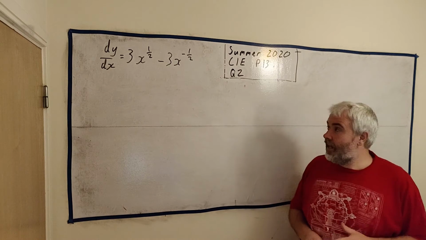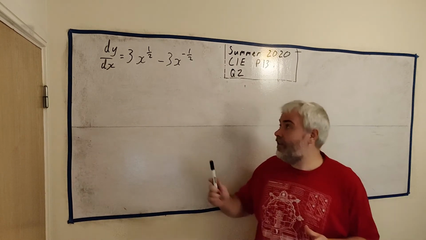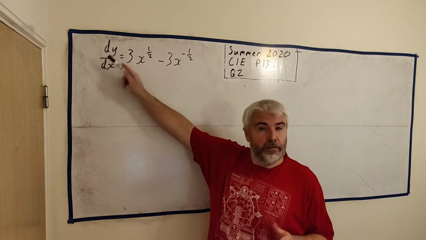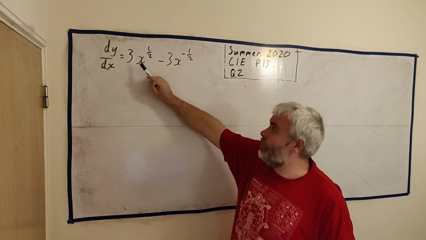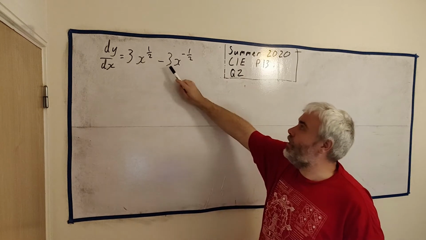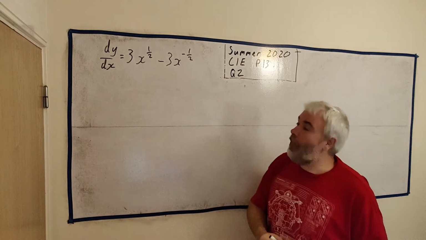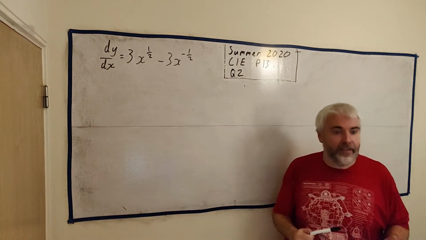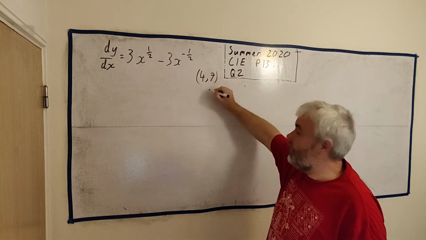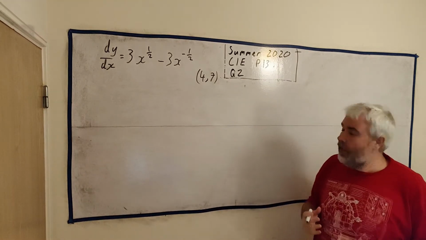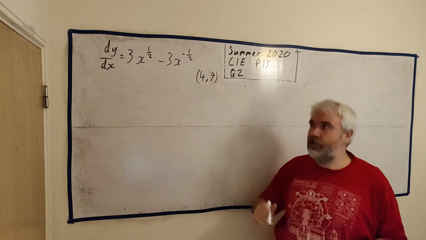In this question, they tell us there's a curve such that the derivative of that curve, so the curve is y, the derivative of y, dy/dx, is equal to 3x to the power of a half minus 3x to the power of minus 1/2. And they want us to find that curve. They also tell us that this point is on that curve.